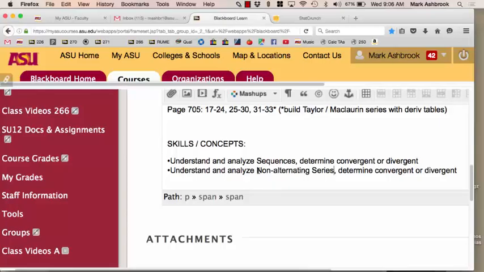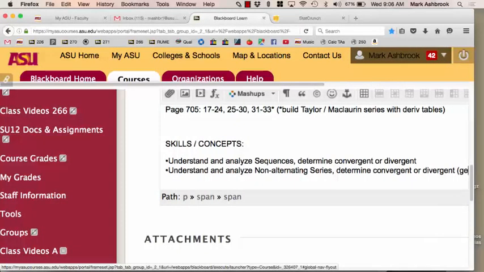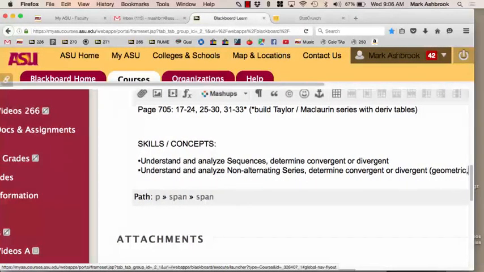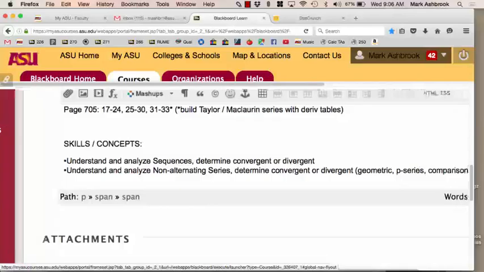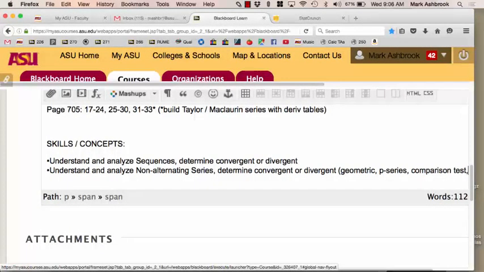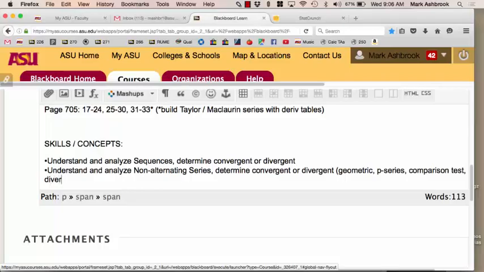And what did we look at for those? We looked at geometric, p-series, comparison test. What else? The divergence test. Those are the main things we looked at for non-alternating series. Okay, so understand and analyze non-alternating series, determine if they're convergent or divergent, and then cite a reason. Is it geometric? Is it p-series? Using the comparison test, the divergence test.